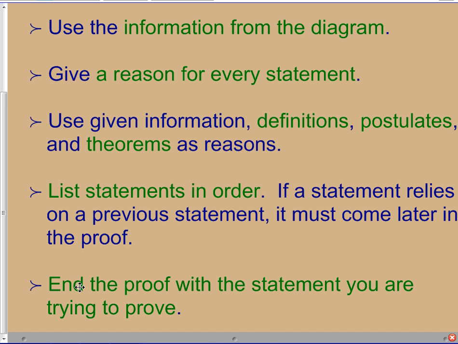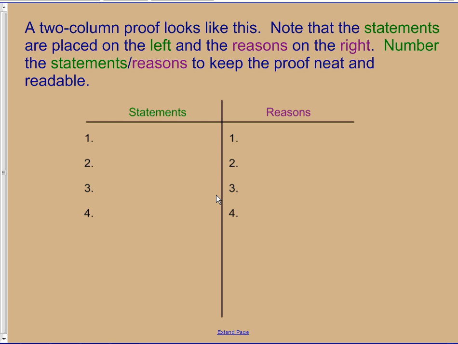And the last is end the proof with the statement you are trying to prove. Your last statement, whether you have 4, 7, however many, the last statement always needs to be what you're trying to prove. So generally, this is what a two-column proof looks like. Note that the statements are on this side and the reasons are on this side. This is always the same.